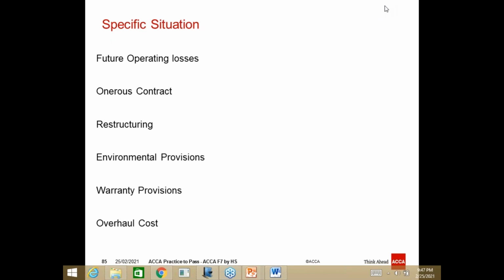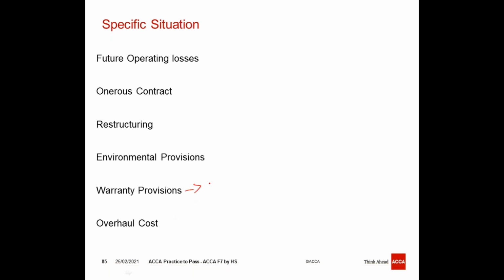Provision will always be made for the warranty cost. It is always probable that we need to make the provision. For future operating losses, we never recognize the provision. For overhaul cost, we never recognize the provision.